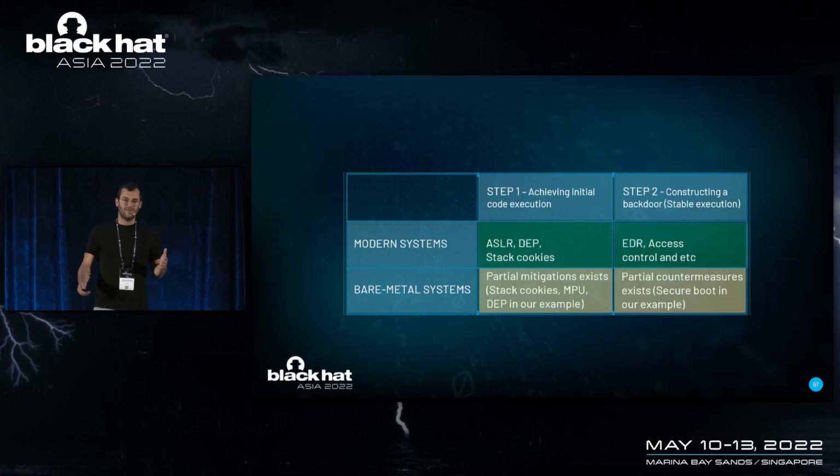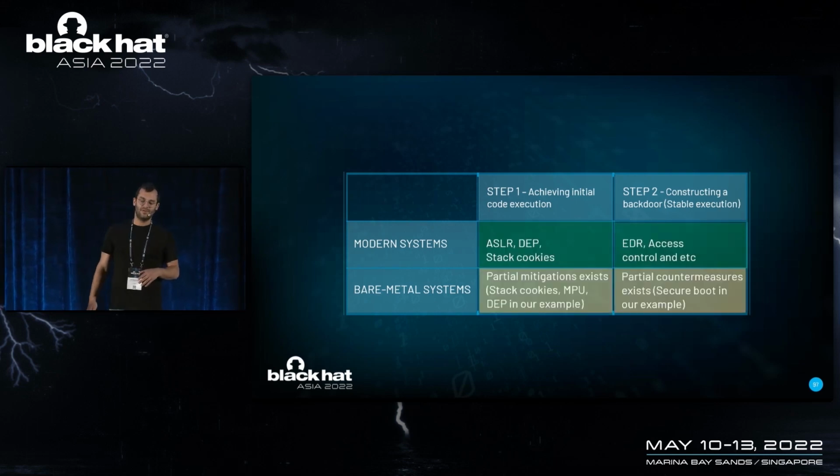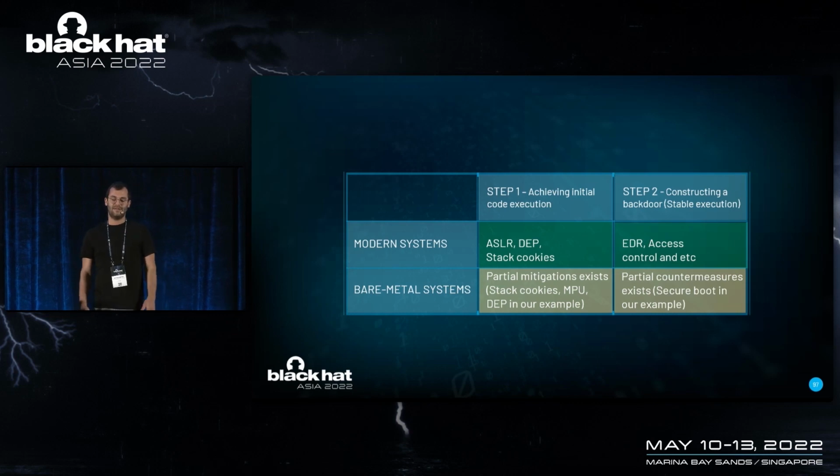And if we look at the countermeasure part, right? If you look at modern systems, usually in the first step you have many mitigations like ASLR, DEP, stack cookies. And in the second step you have some EDRs, access control. The cybersecurity industry has a lot of products in those two steps to countermeasure it.